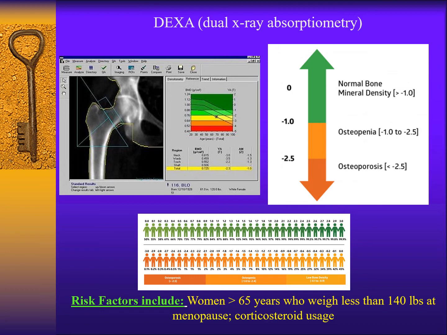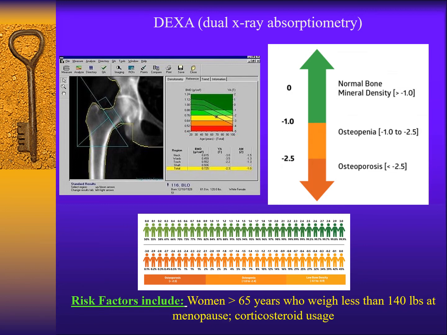What are some of the risk factors that we see as contributing to osteoporosis? Women who are over 65 years of age and who weigh less than 140 pounds at menopause. Part of the concern with menopause is that after menopause we see less of the female hormones, estrogen and progesterone, and those play a key role with bone mineral density. Corticosteroid usage is another factor that could potentially influence bone density. So if we see women who are older, whose body habitus is a little more slight, these are individuals who are going to be at higher risk for osteoporosis.